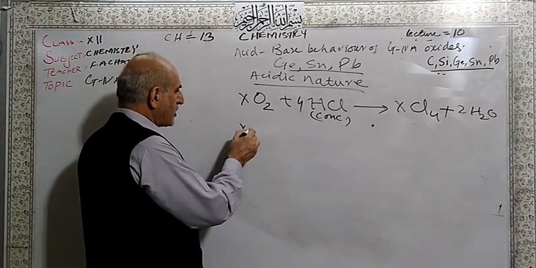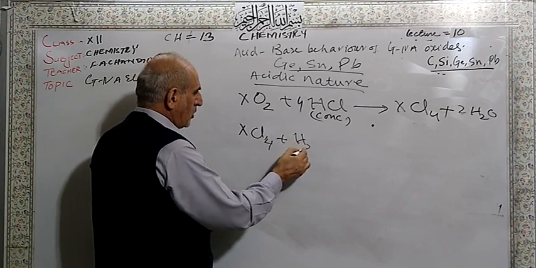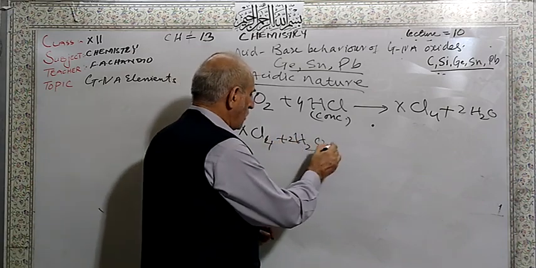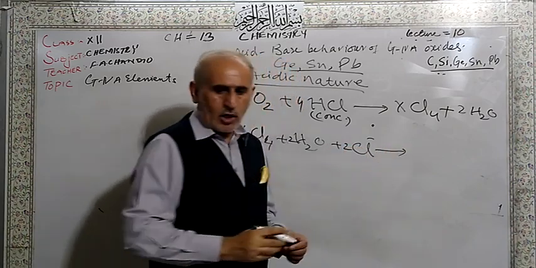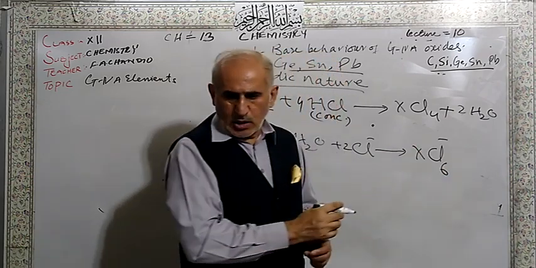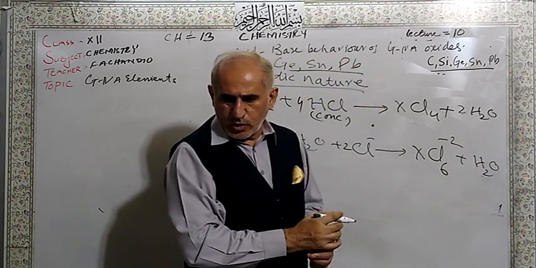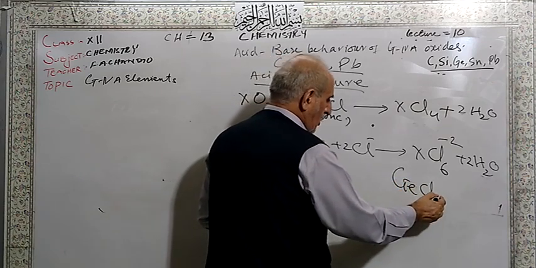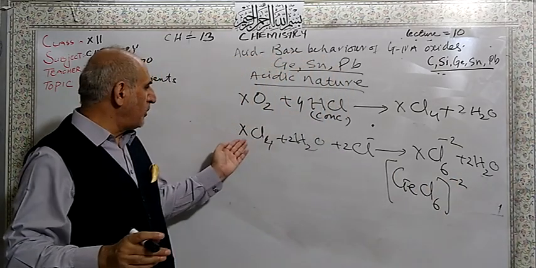So HCl4 plus water, and if more chloride ions are added, the complex is going to be formed. This is the complex. You will get the complex and water is going to be formed. Like germanium. With this complex you can get it. If you put germanium, you will get this one.